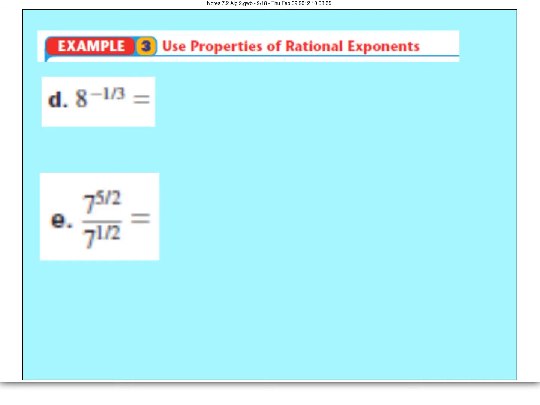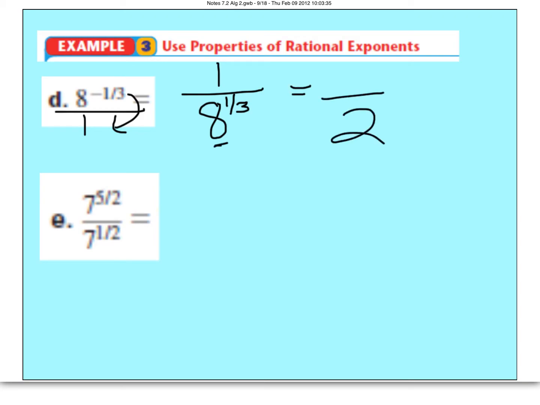Letter D, we have an issue with a negative exponent, so I'm going to actually put it over 1 and drop this thing down. There's going to be a 1 sitting at the top there, and then it's 8 to the 1/3 power. Now I can try to evaluate the cube root of 8. The cube root of 8 is the number 2. Do not put the 2 on the top. It's sitting at the bottom. What's on the top is just the 1, so this is a fraction answer of 1/2.